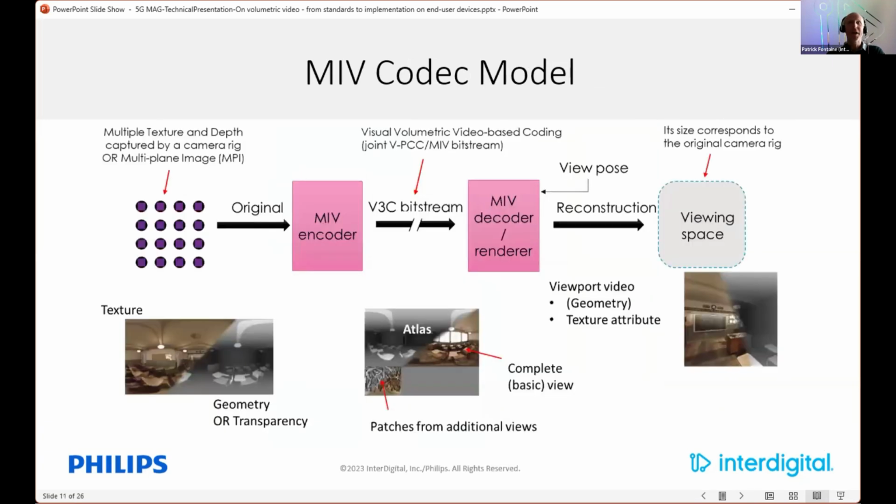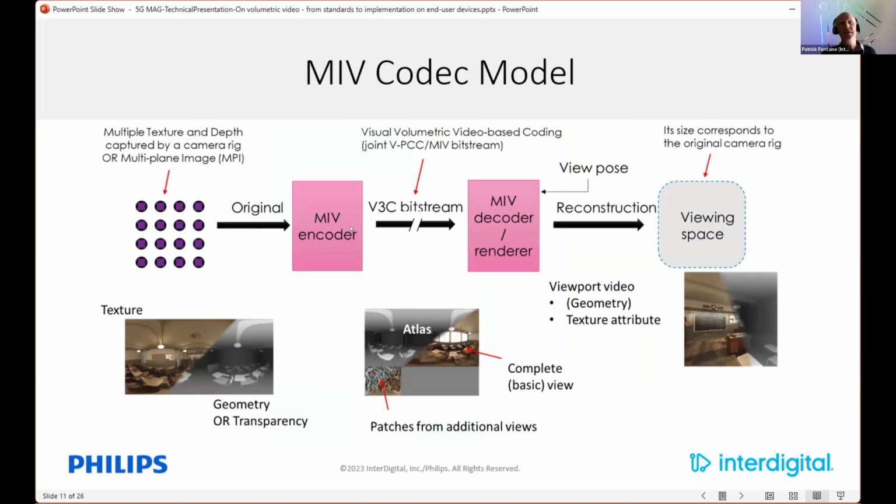So now I move on to MIV. It follows the same path. In this example here, we have as an input 16 views. It's a 4x4 rig. So it can be multiple views and depths, or it can be converted into multi-plane images.